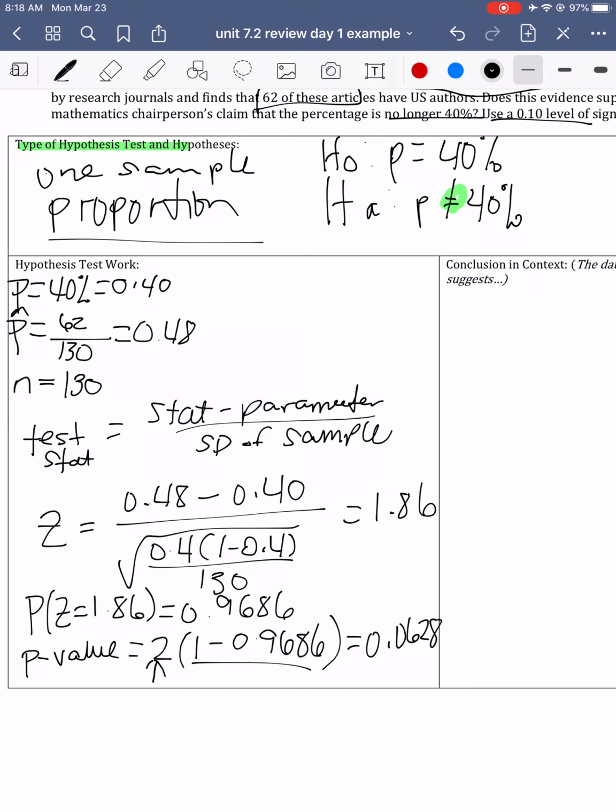Let's go back to the problem and see what alpha was. Alpha was 0.10. So in this case, our p-value is less than alpha. So then we reject our null hypothesis.